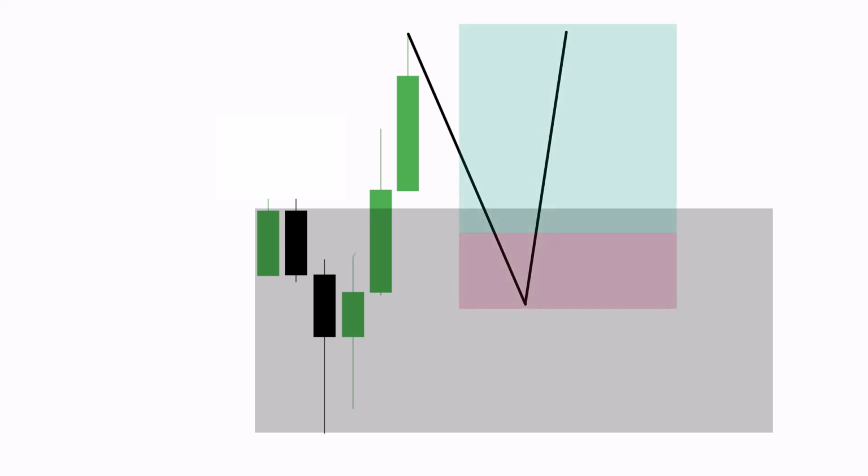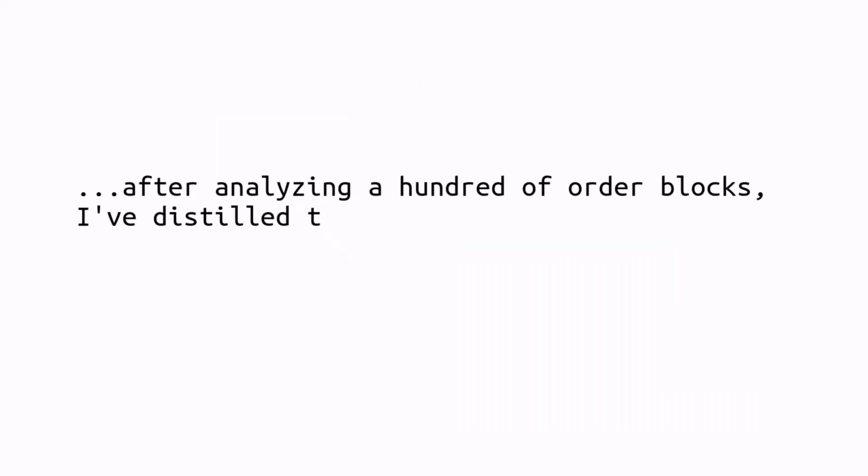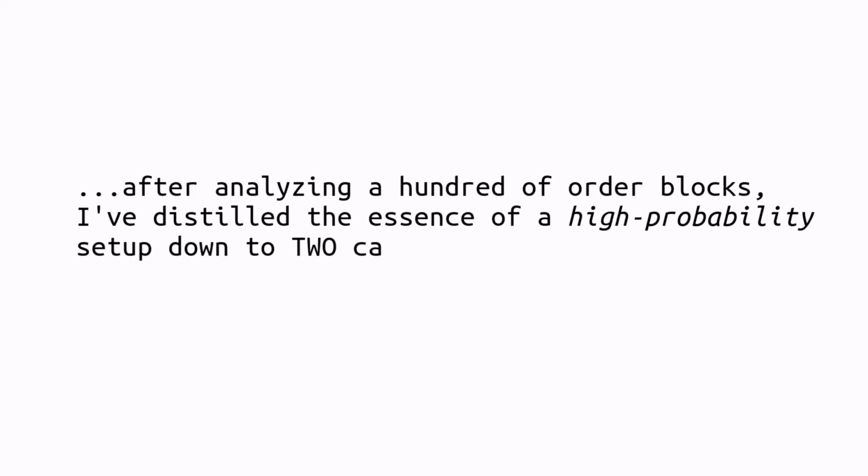Alright, now that we have cleared away the misconceptions, let's get down to brass tacks. After analyzing 100 order blocks, I've distilled the essence of a high probability setup down to 2 categories. These are the pillars upon which we will build our strategy, the non-negotiable elements that separate the wheat from the chaff. If an order block doesn't tick both of these boxes, I simply ignore it, no exceptions.